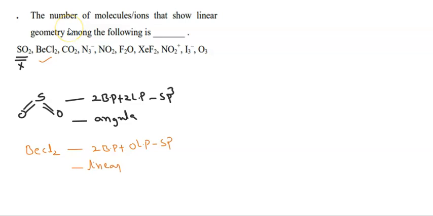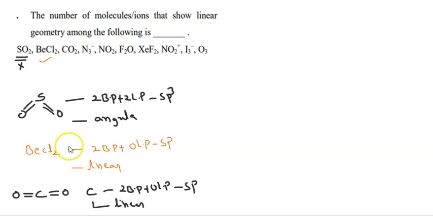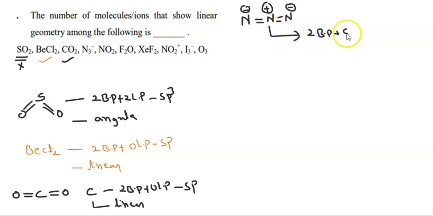And the next one, CO2. CO2 structure can be written as C double bond O double bond O. The central atom C is having 2 bond pairs and 0 lone pairs. 2 plus 0, 2, sp hybridization, and here it will be linear, which is also a correct answer for this question. N3 minus, which is called as azide ion, N double bond, and here it is the positive charge and the negative charge. The central atom nitrogen is having 2 bond pairs and 0 lone pairs.